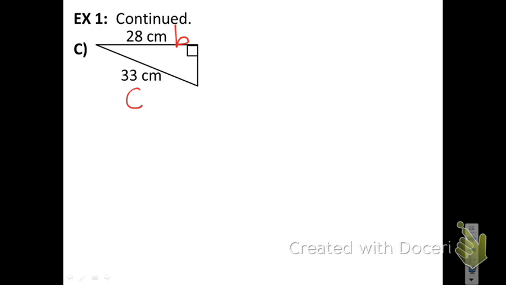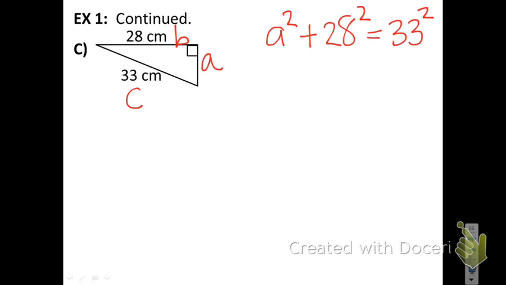So then what is our side that isn't labeled? A. Okay, so we go back to our a squared plus b squared equals c squared. So I'm going to write it up. A squared plus B squared, what's B squared? 28 squared, equals 33 squared. Okay, this is a lot like the last one. We can't do anything with that a squared, but we sure can do something with that 28 squared. What is 28 squared?